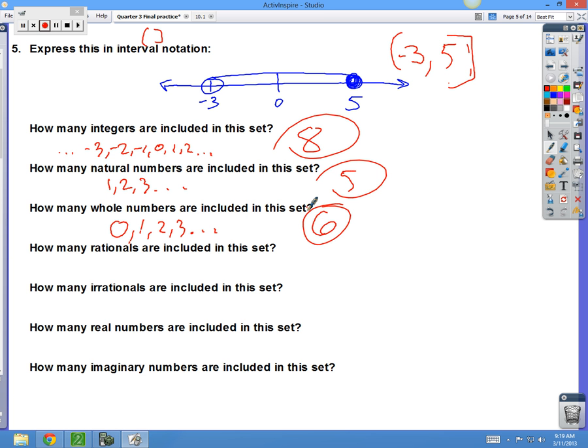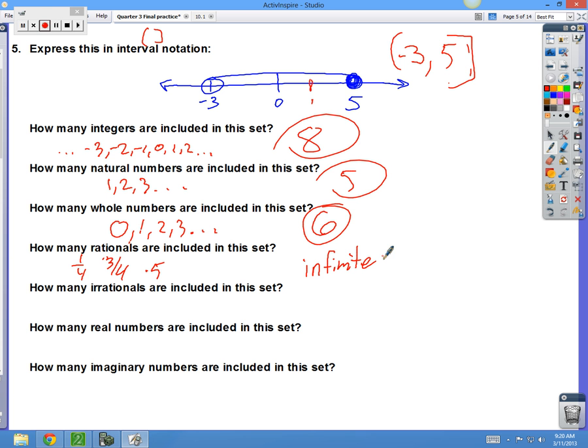Okay, the rationals. Rationals are fractions: 1/4, 3/4, 0.5. If it's a decimal that can be written as a fraction, it's rational. So how many fractions are there from negative 3 to 5, not counting negative 3? There's infinity. How many fractions are there just between 0 and the number 1? Infinity. Infinite amount. Infinity sign, that's fine.